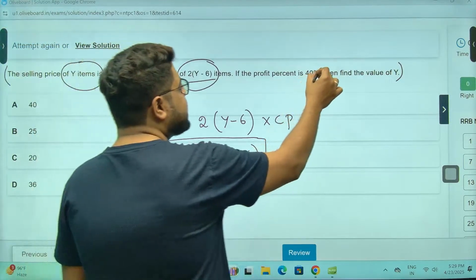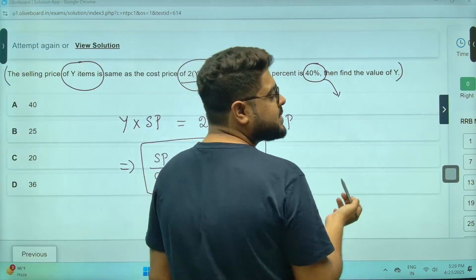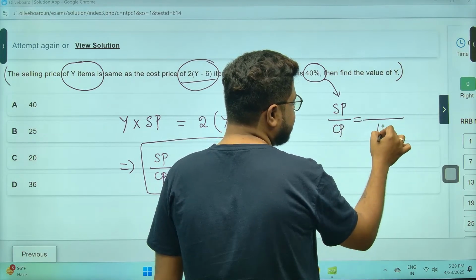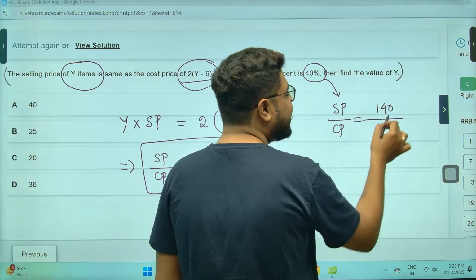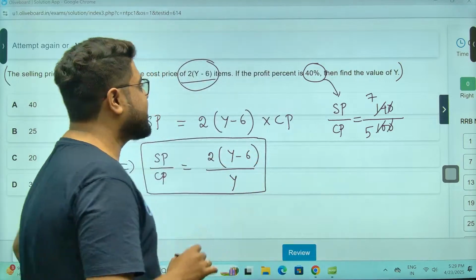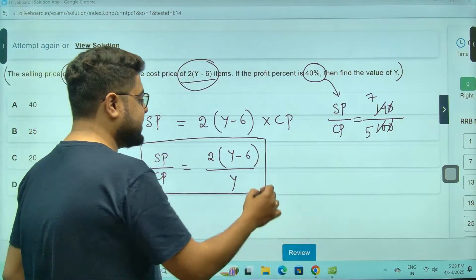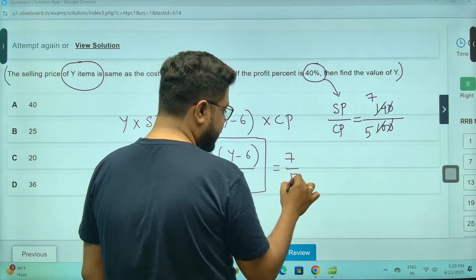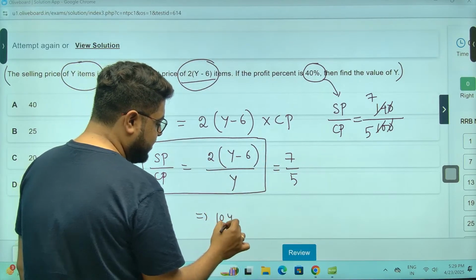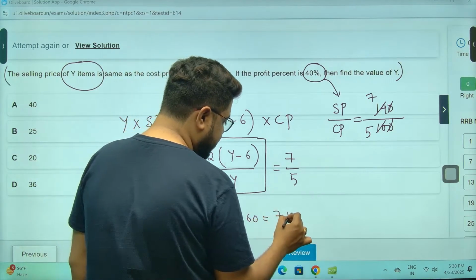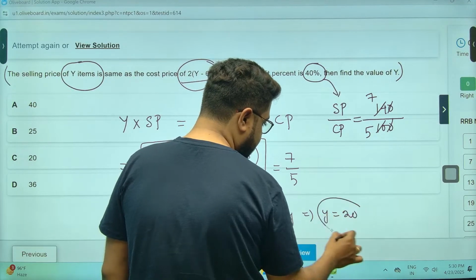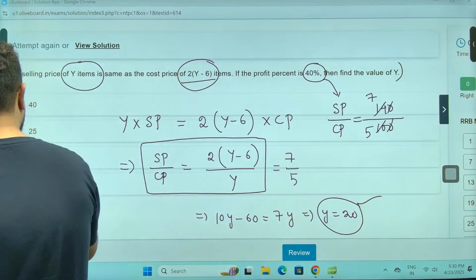Now, the profit percentage is 40%. It means what, sir? It means SP by CP. If CP is 100 rupees, SP is 140 rupees. Simple calculation: 7 by 5. So this is equal to the profit percentage of 40, that means this is equal to 7 by 5. Can anyone figure it out now? 5 2s are 10, so 10y minus 10 6s are 60, equal to 7y. So from there, 3y is this, y is 20. The value of y is 20, option number C.